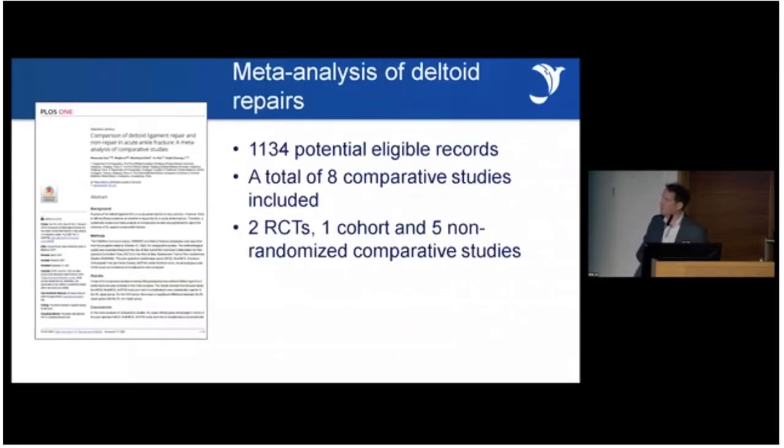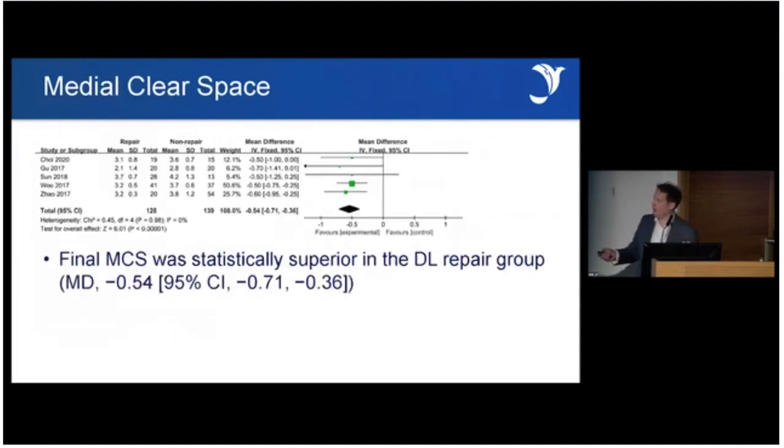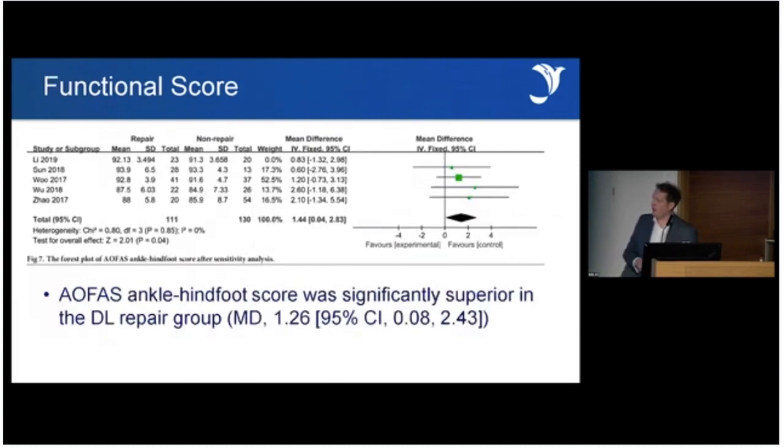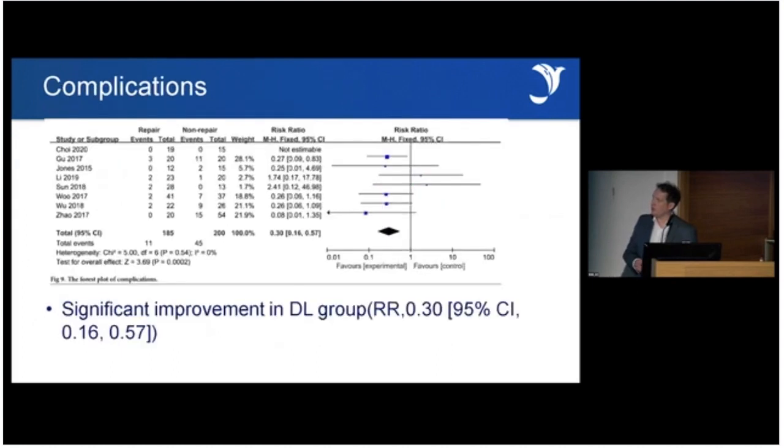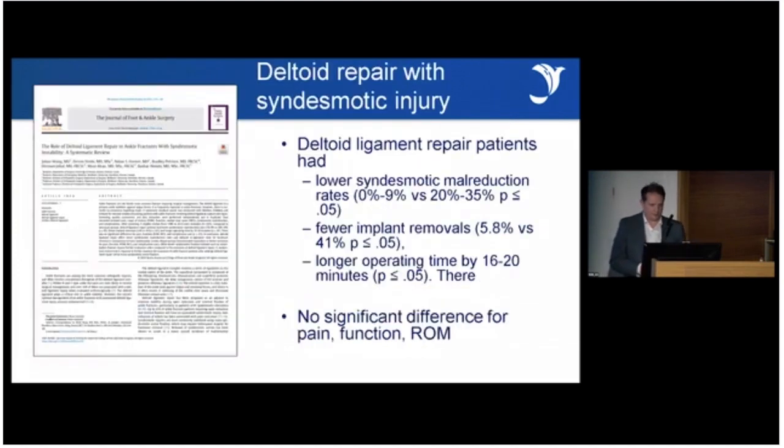So clinical results, there's a meta-analysis of deltoid repairs. 1,000 patients included, a total of 8 comparative studies, only 2 RCTs, so not very high evidence. However, medial clear space was significantly superior in the deltoid ligament repair. The AFS ankle score was significantly improved. No difference in pain score. Complications were also significantly improved in your deltoid repair. So both clinically and biomechanically, it makes sense to repair your deltoid.